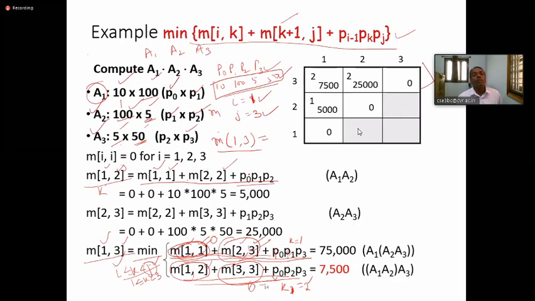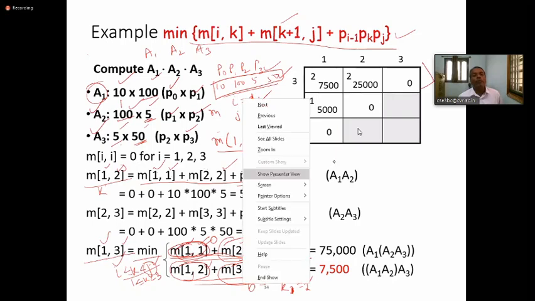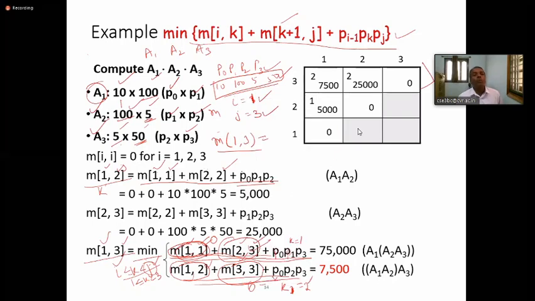And this is P of I minus 1. I is equal to 1. 1 minus 1 is 0. P0. P of 1. P of 1. And P of 2. P of J is equal to 2. Now I am calculating here. I want to see M of 1 comma 1. I already told you, if these two are same, that is equal to 0. This is equal to 0. M of 2 comma 2, that is equal to 0.